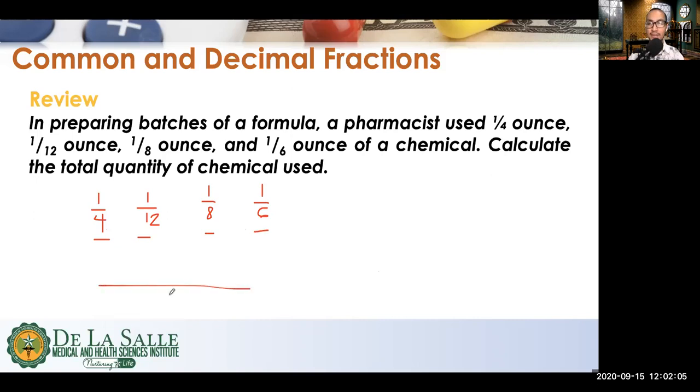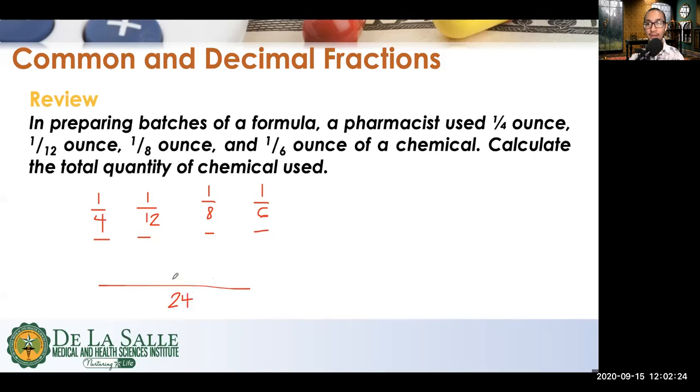The easiest way is just to multiply them together: 4 times 12 times 8 times 6. But that would not be the least, it's a common multiple. So the least common multiple is 24. Yes, you are correct.